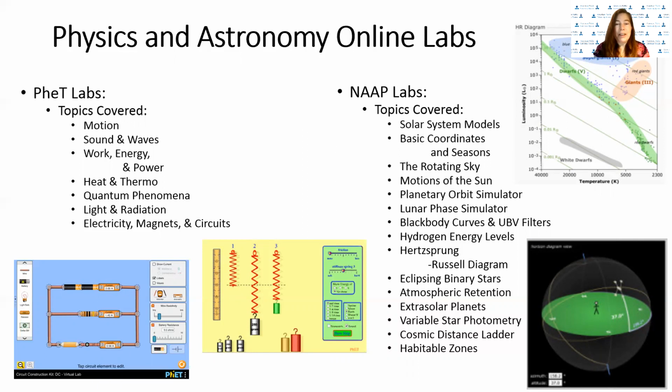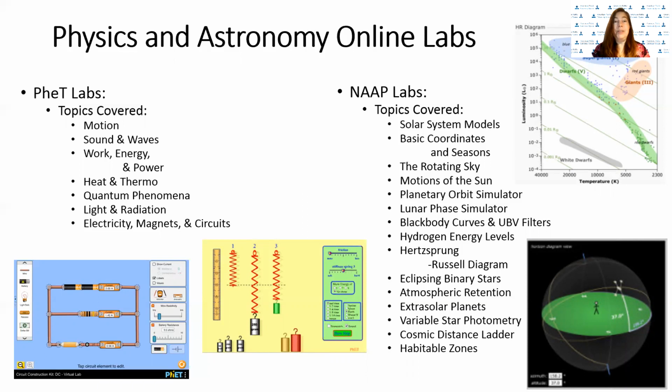They look at black body curves, hydrogen energy levels, the HR diagram, eclipsing binary stars, atmospheric retention, extrasolar planets, variable star photometry, the cosmic distance ladder, and finally habitable zones. So they cover a wide variety of astronomy topics. Each topic is one complete lab that will have several sections.